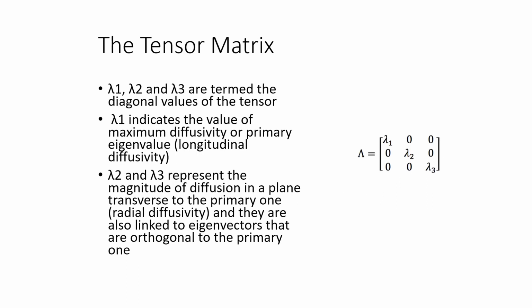So the tensor matrix, again, that looks like this. Here are our eigenvalues, lambda 1, 2, and 3. And lambda 1 indicates the value of the maximum diffusivity, or that's our largest eigenvalue. So what you do is you identify that first. I mean, you do the mathematical reconstruction for every voxel in the brain.